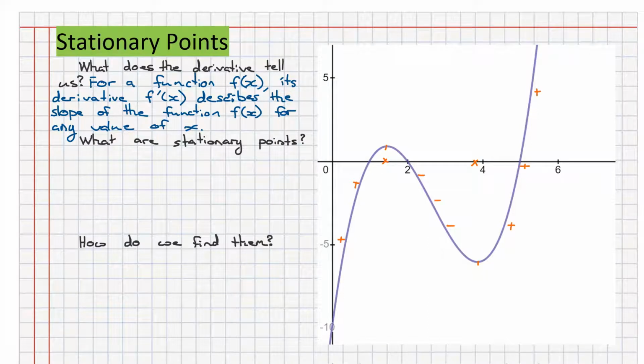Now, the points at which the graph changes over from increasing to decreasing, we call this point here a stationary point. And of course there's one here as well. So stationary points tell us when the slope of a graph is equal to 0.